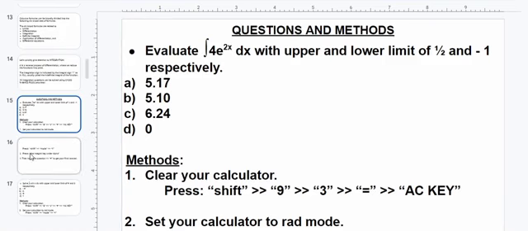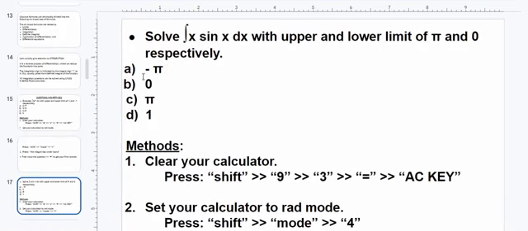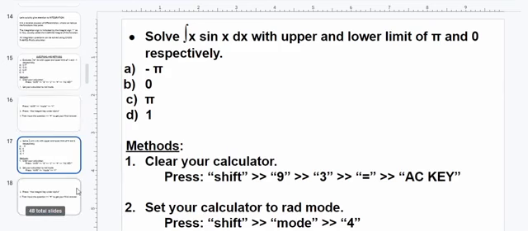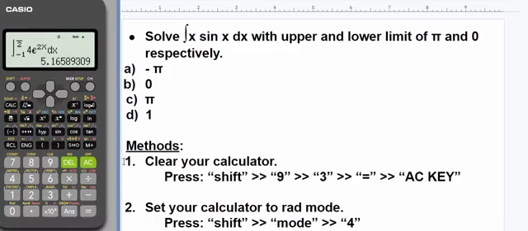Now, the next question says, solve the definite integral of x sine x dx with upper limit of pi and lower limit of 0 respectively. The same step we did in the last question. All right, so how are we going to do that? You clear your calculator. Obviously, we've cleared our calculator, so it's just for us to turn it on and clear the screen.